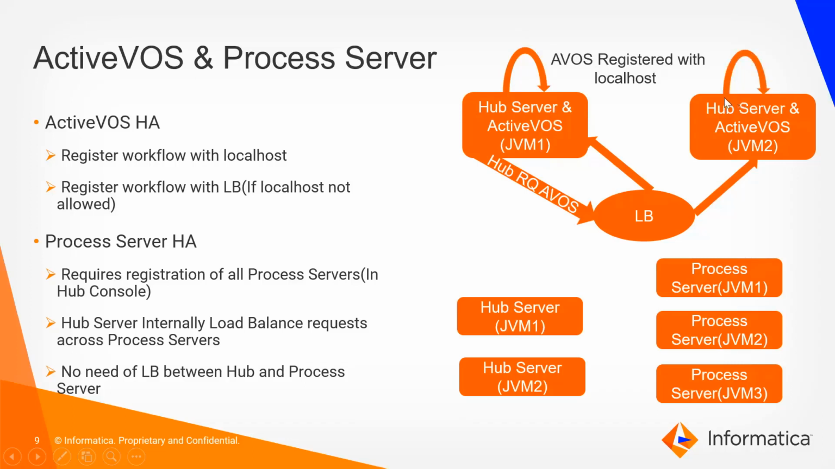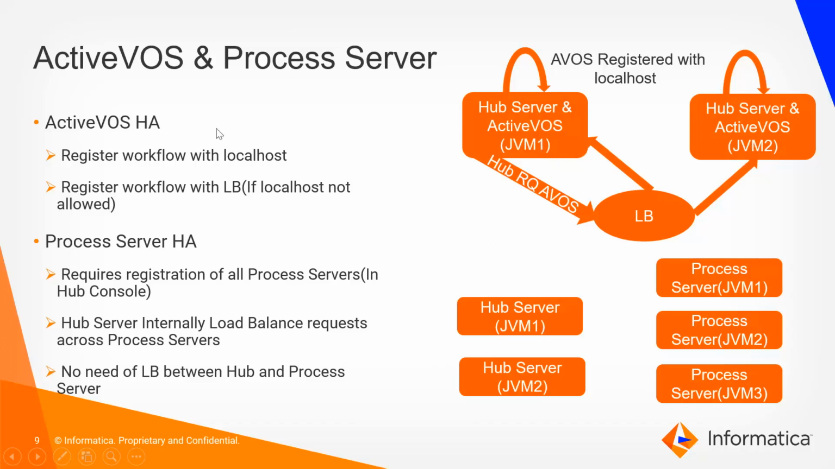Since the requests coming from the clients are already load balanced at the hub server, it can invoke the workflow using the Activos server running on the same JVM as the hub server. So these are the two ways through which the Activos can be highly available. If this node goes down, the client request will go to the hub server of node 2, and since I have registered the workflow with the localhost, it talks to the Activos running on its same JVM.